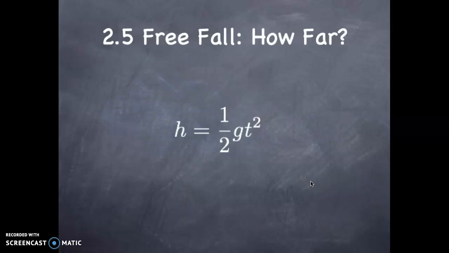This is the equation that's needed to illustrate this kind of motion.